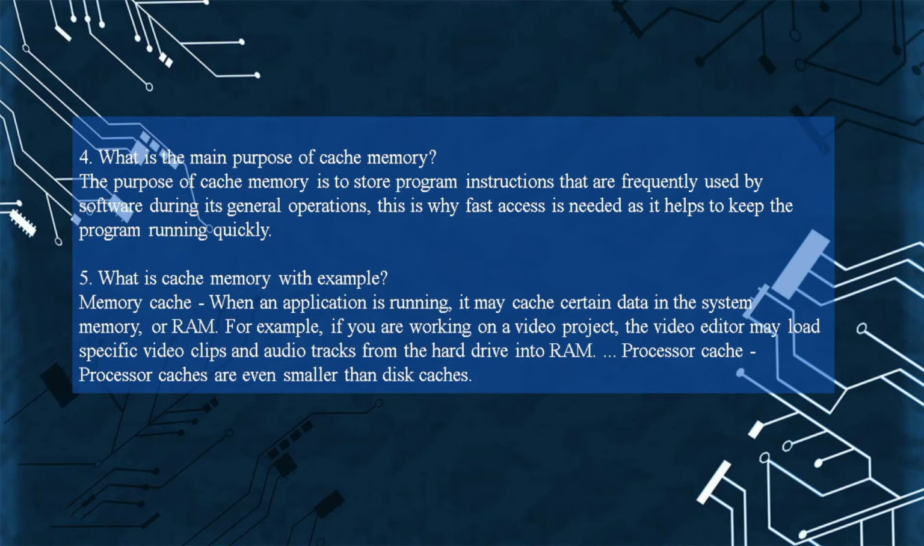So what is cache memory, with an example? When an application is running, it may cache certain data in the system memory or the RAM. For example, if you are working on a video project, the video editor may load specific video clips and audio tracks from the hard drive into RAM. Processor caches are even smaller than these caches.